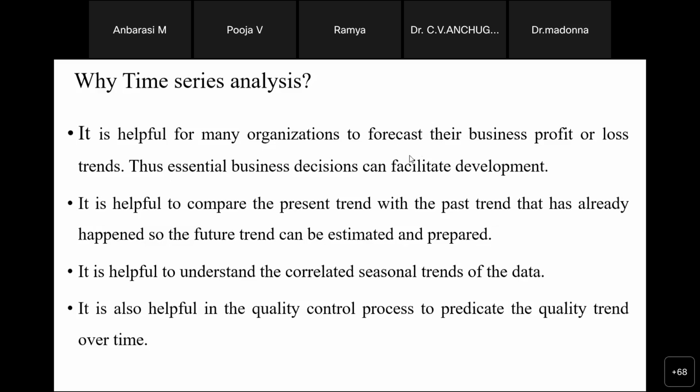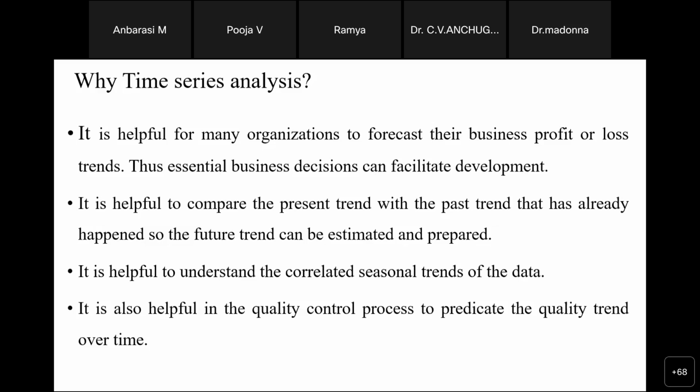Even in business, we can check each and every product, whether it is moving in a positive direction or in a negative direction. Based on that we can conclude whether we are getting a loss or profit.